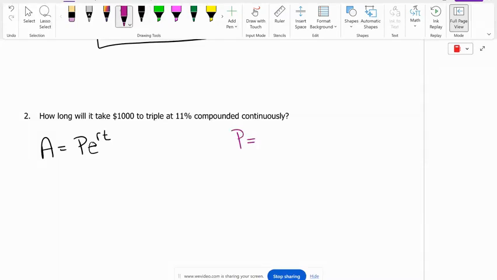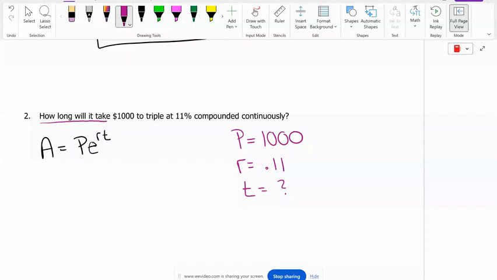So how long will it take $1,000? So do we all agree 1,000 is our principal amount? To triple at 11% compounded continuously. So our rate is definitely 11%, which we'll write as a decimal 0.11. Now it says, how long will it take? So do we all agree we're solving for t?